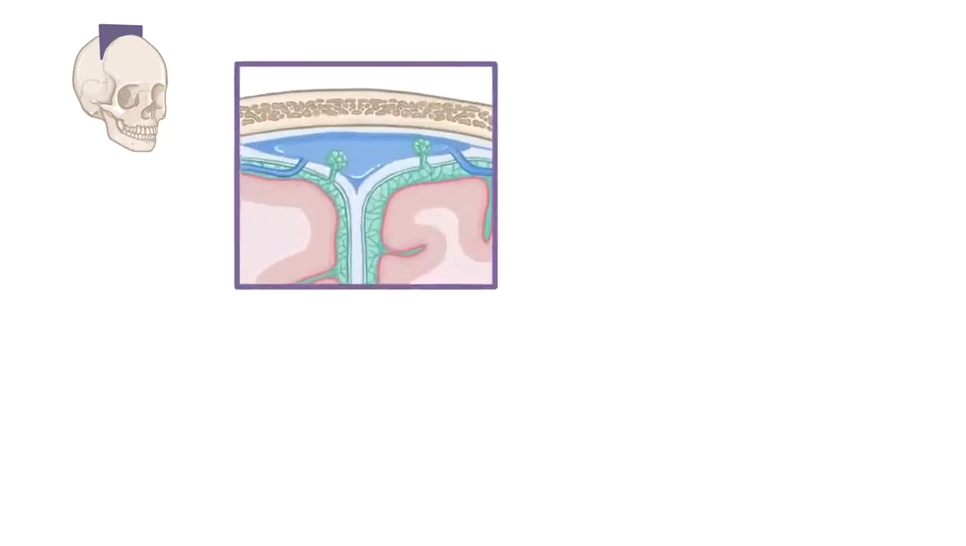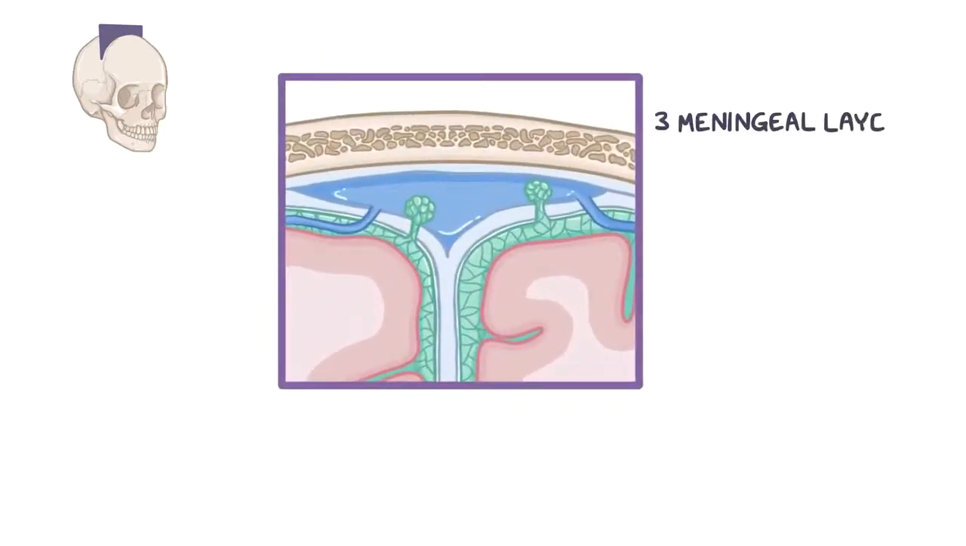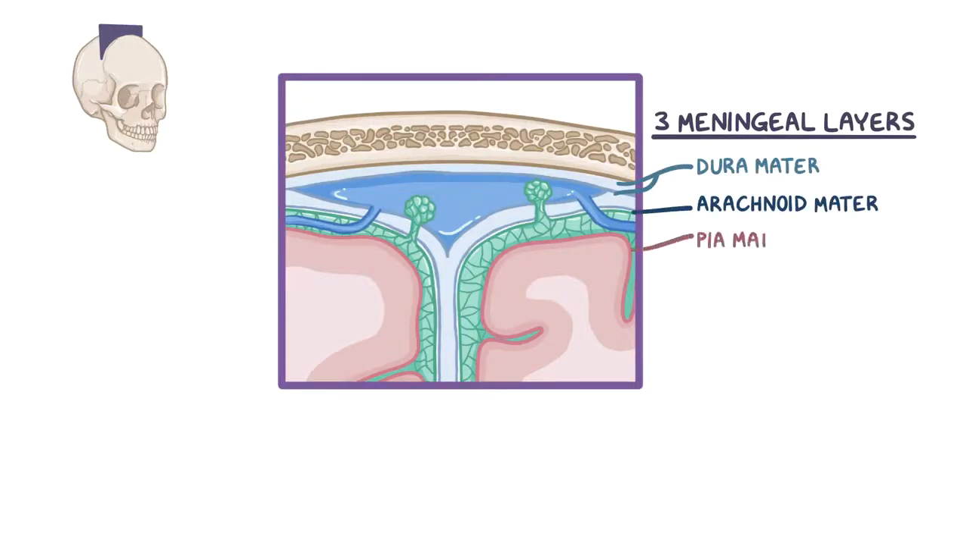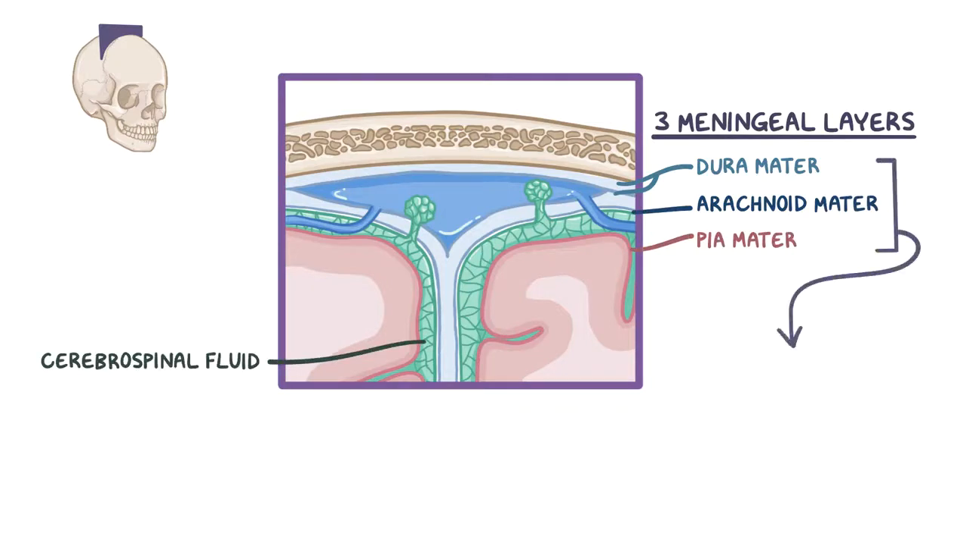In order to properly osmose new information, your brain is protected from the rest of the body by 3 meningeal layers. From outside to inside, they're the dura mater, arachnoid mater, and pia mater, with cerebrospinal fluid in the space between the arachnoid and the pia.